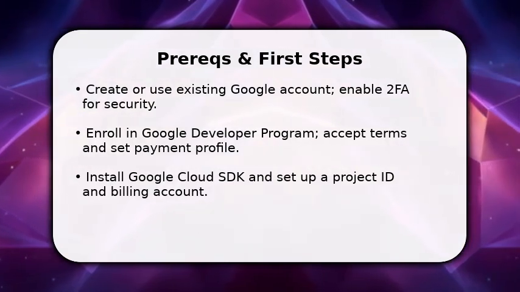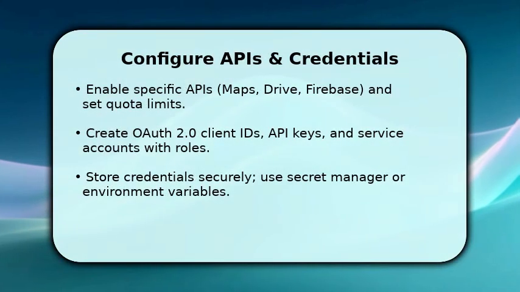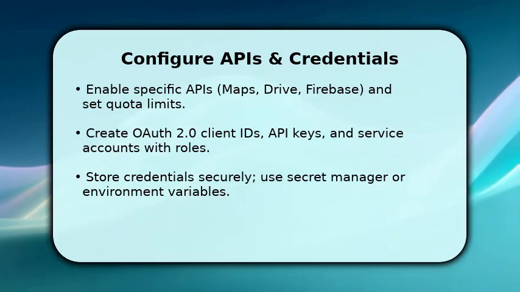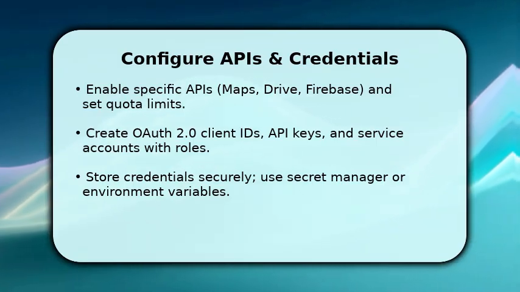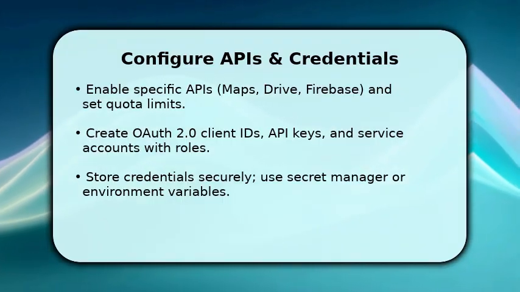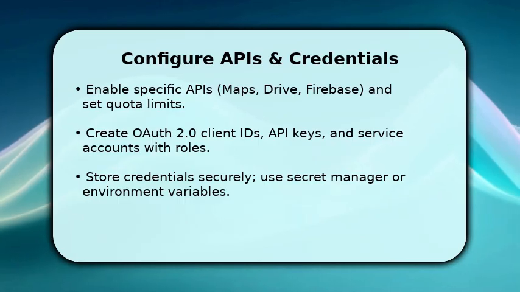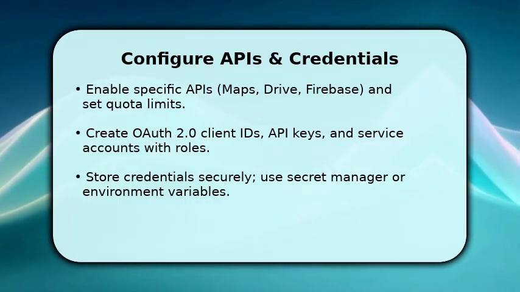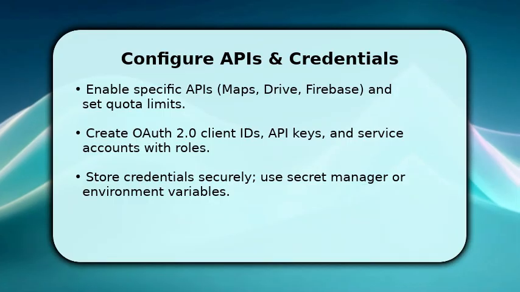You now configure the core middle steps. Enable the exact APIs your app requires and set quotas to prevent unexpected costs. Next, create an OAuth 2.0 client ID for web or mobile, generate API keys for simple access, and provision service accounts for server-side work. Assign minimal roles to follow least privilege.